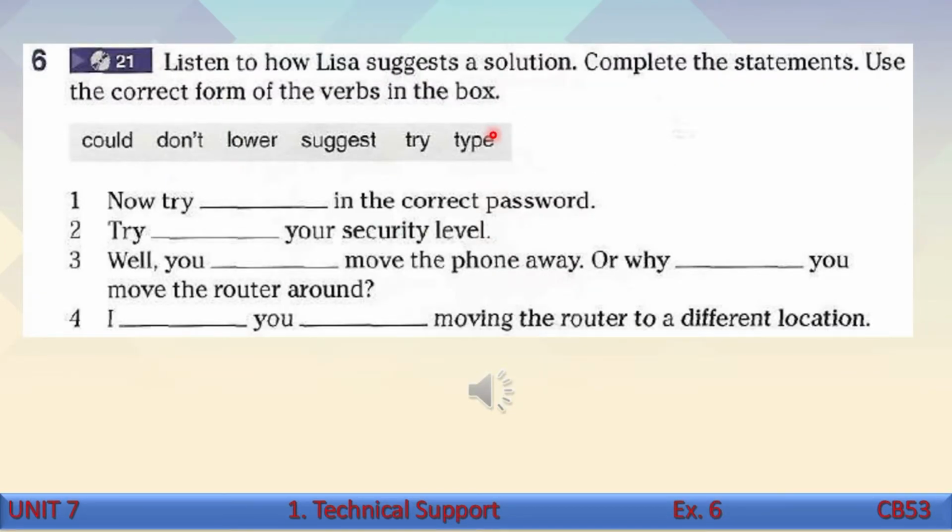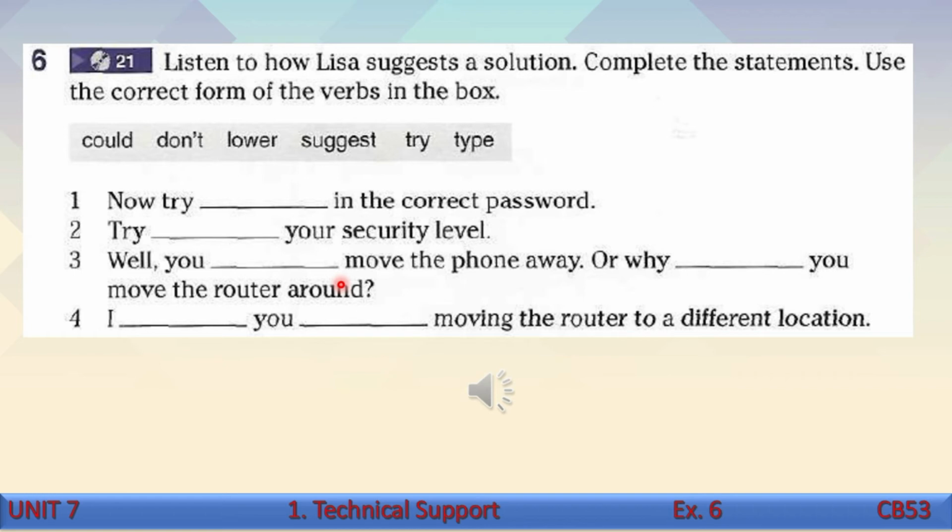Still on page 53, task 6. Listen to how Lisa suggests a solution. Complete the statements. Use the correct form of the verbs in the box. We have could, don't, lower, suggest, try, and type. Pause the video and read through the statements. Now listen and complete the statements.